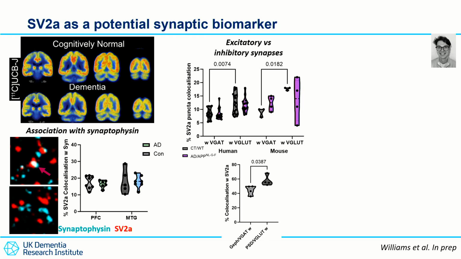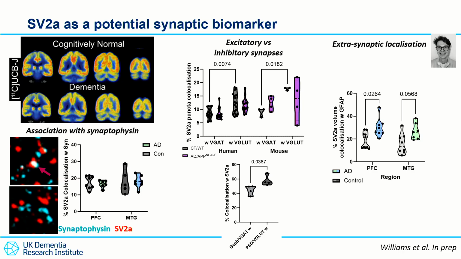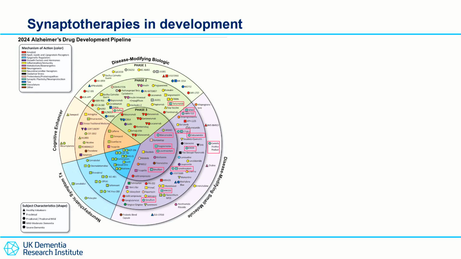He then found that SV2A has a greater propensity to co-localize with excitatory synapses. And then we asked, well, if it's not always at synapses, where is SV2A? And we found, to our surprise, there is a considerable proportion of SV2A in astrocytes, and this actually increases in Alzheimer's.